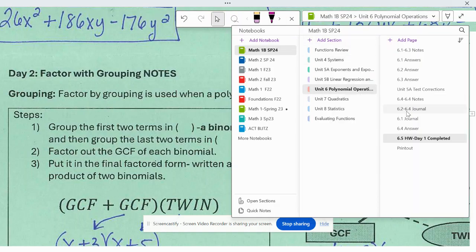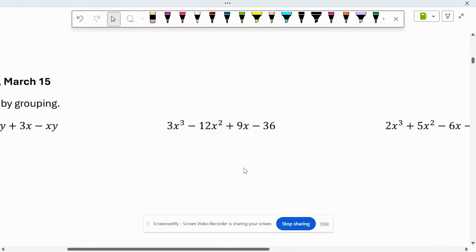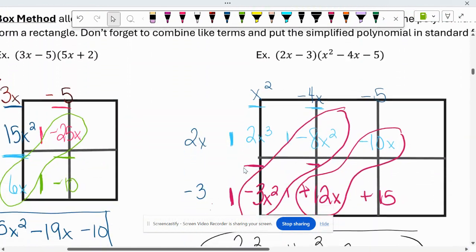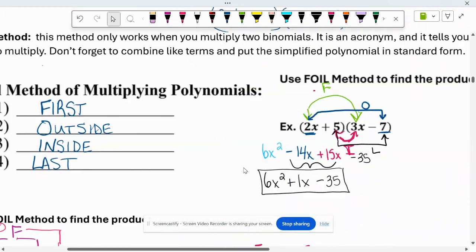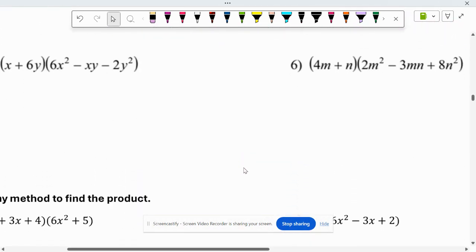All right, so we are right here talking about day two. Day two, factor with grouping notes.